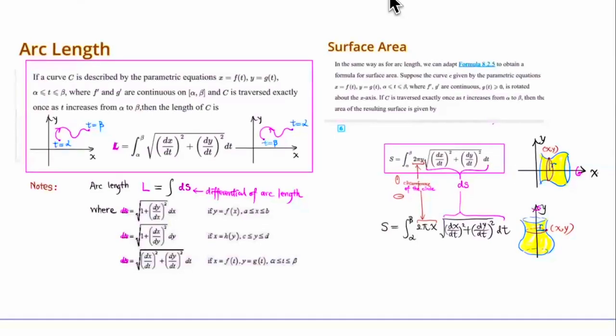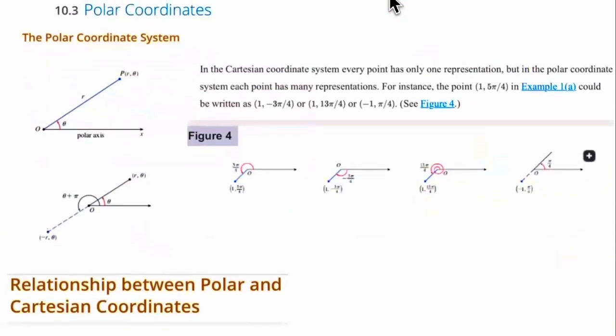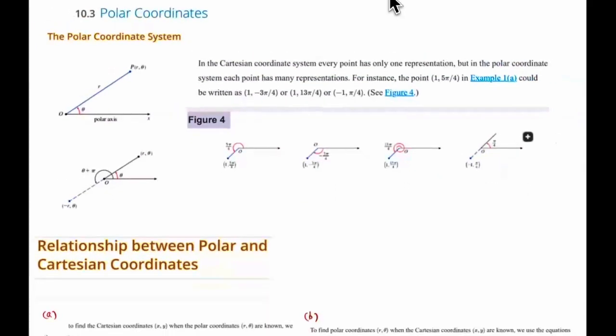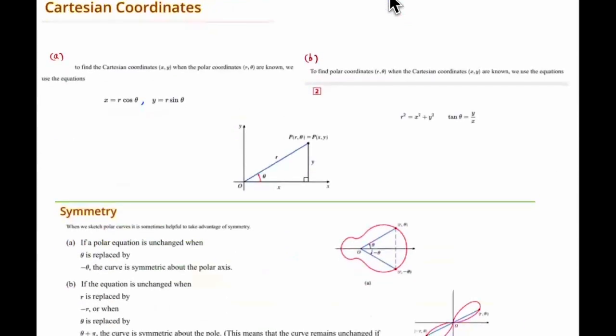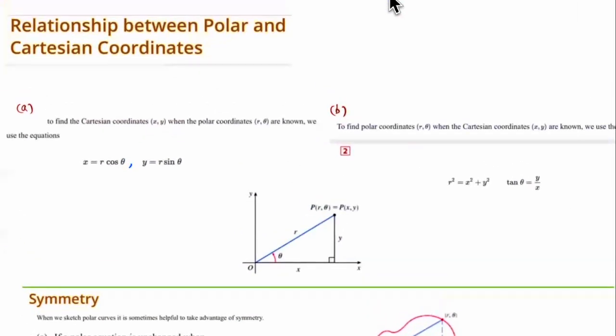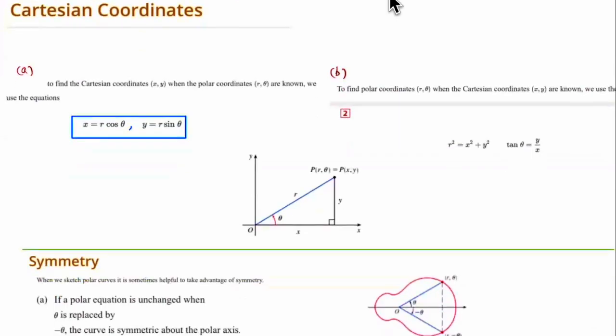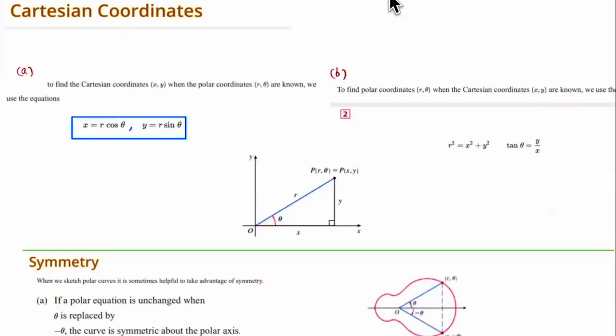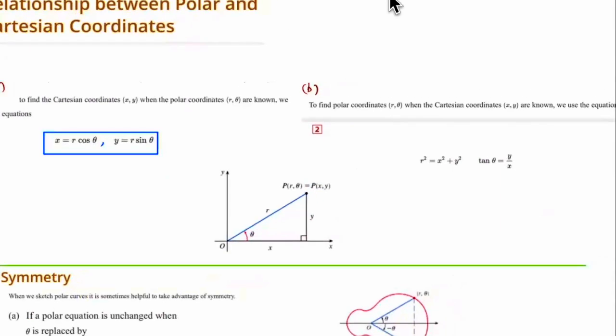And then 10.3 is polar coordinates. You're going to use this in Calc 3. So you better review this before you go on to Calc 3. So polar coordinates, the way that we use it, you need to remember this. x equals r cosine theta. Remember this one. The x here is r times cosine theta. The y here is r times sine theta. And then you should also remember this one, because you're going to use it again in Calc 3.